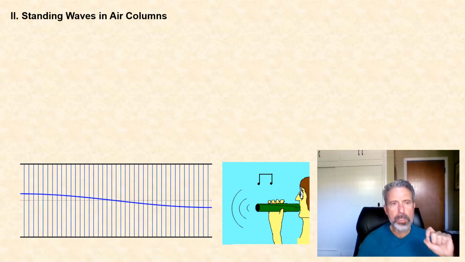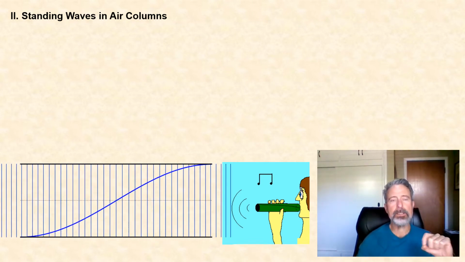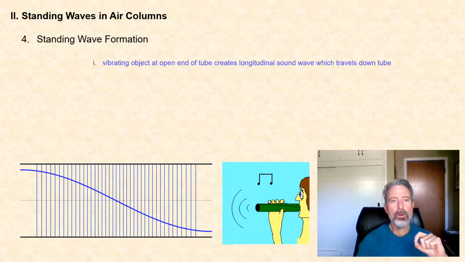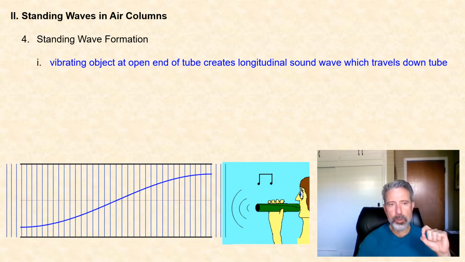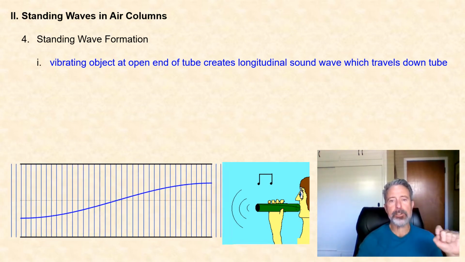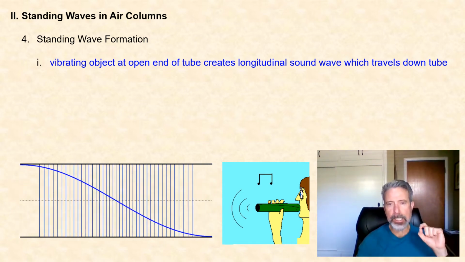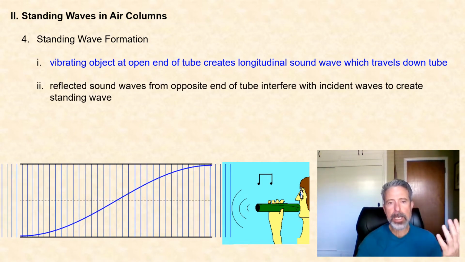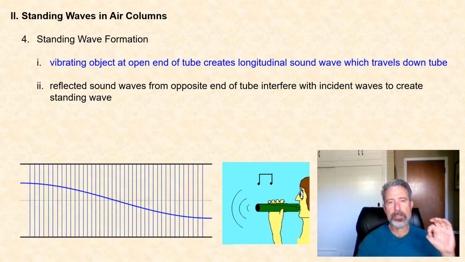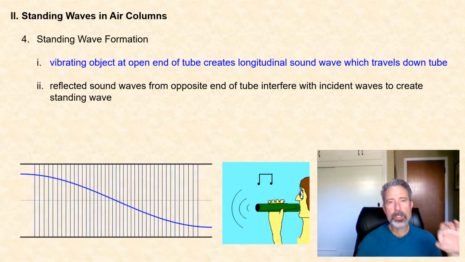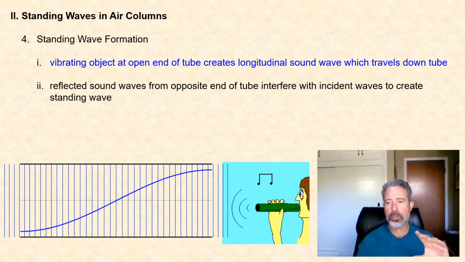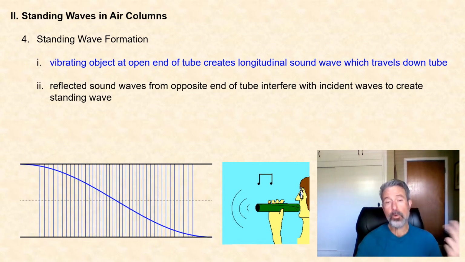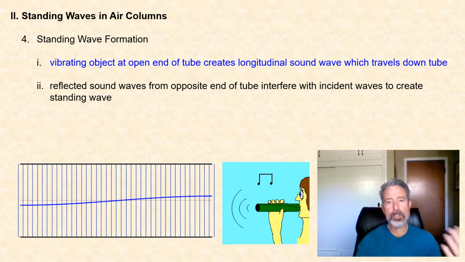All right, so how do you get standing waves formed in a tube of fixed length in a column of air? Well, it turns out that there is some sort of vibrating object at the open end of the tube, and this vibrating object creates longitudinal sound waves which will travel down the tube. And just as we said in the case of a stringed instrument where we have a string that is fixed at both ends, the incident waves that are traveling down the string will interfere with the waves that are reflected from the end of the string. And of course, for certain frequencies, you will get standing waves produced.